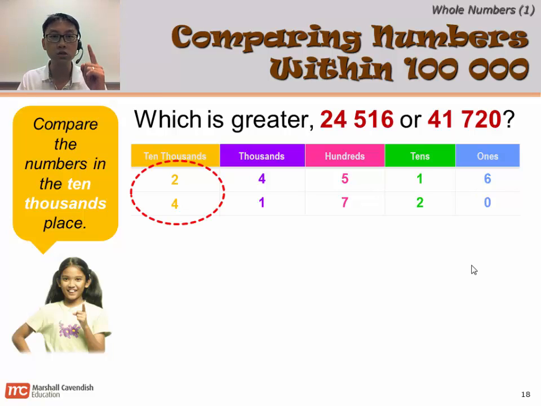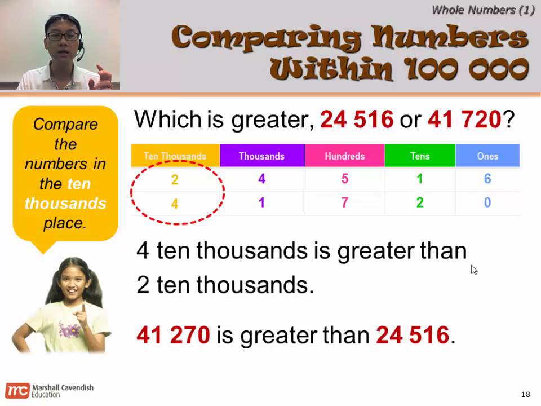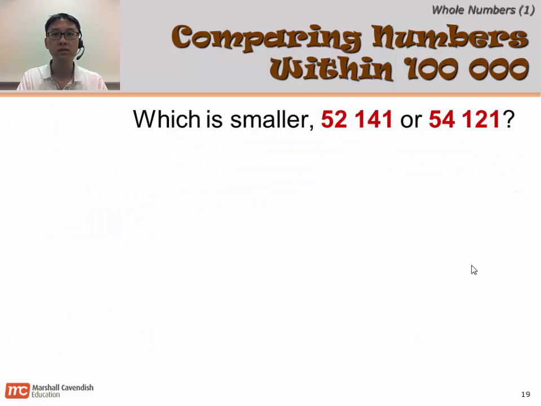Alright, so because 4 10,000s is greater than 2 10,000s, we will say that 41,720 is greater than 24,516. Okay, so that's why. And that's how you compare. Look at the biggest place value first.